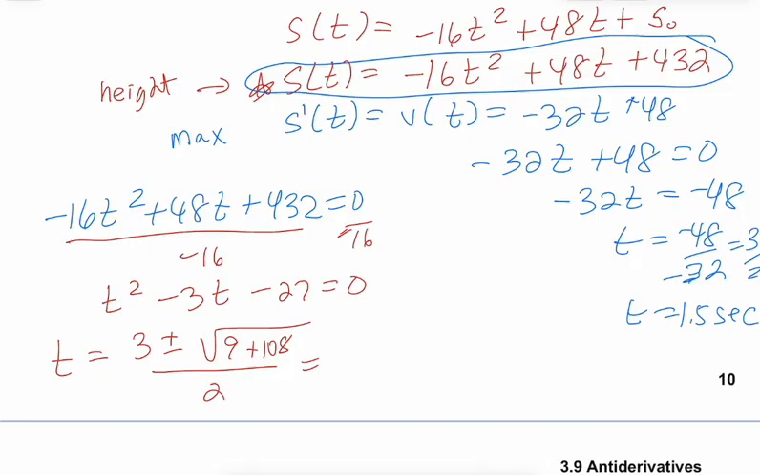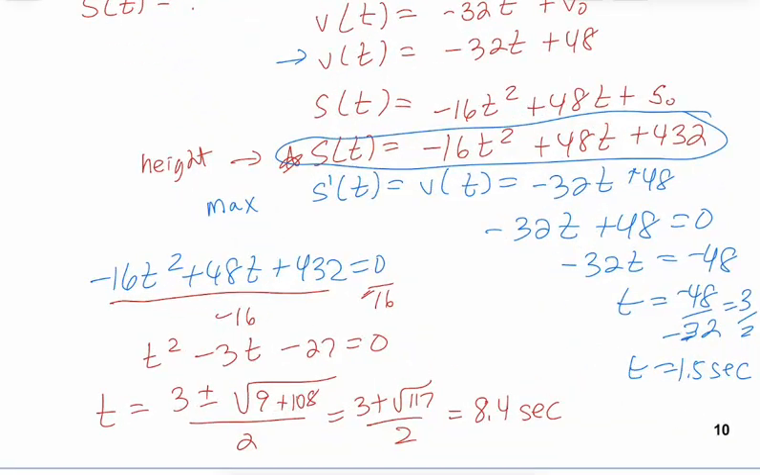The negative version will give you a negative version. So it's just 3 plus the square root of 117 over 2. And you can't go backwards in time, so you can ignore the negative. So it'll hit the ground at 8.4 seconds, when the position equals 0, because the other one, that negative, you can disregard. If it's factorable, keep the positive version, not the negative version.